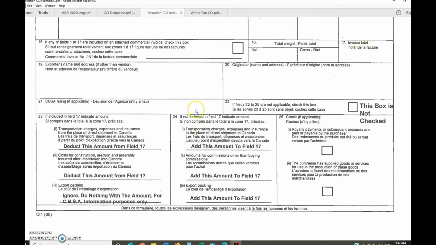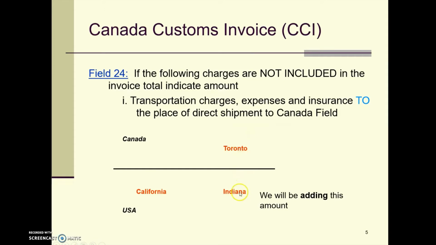So let's go through field 24I. It says if not included in field 17, indicate the transportation charges and expenses and insurance to the place of direct shipment to Canada. Notice field 23 says from the place of direct shipment. This one says to the place of direct shipment. So let's show you what that means.